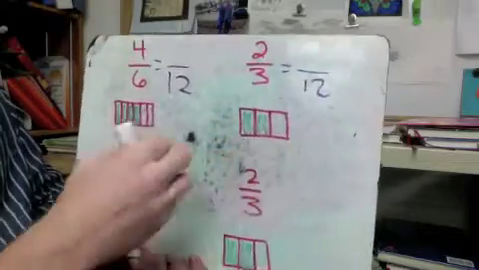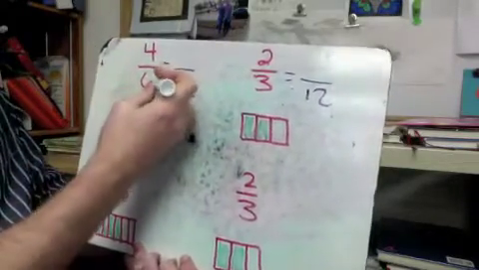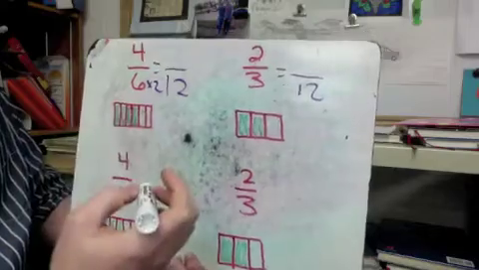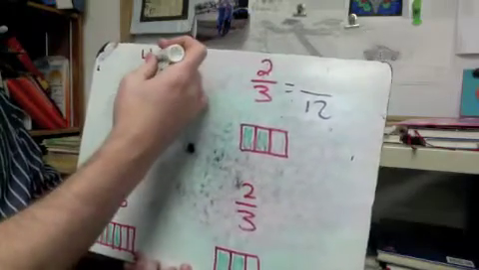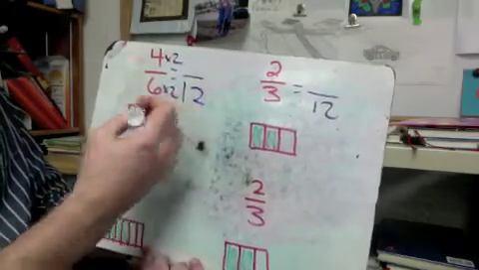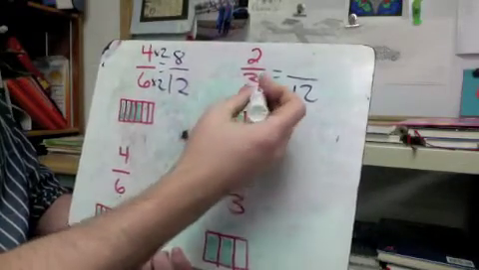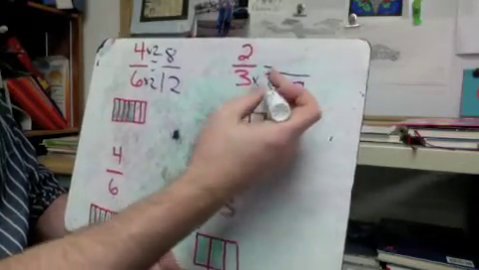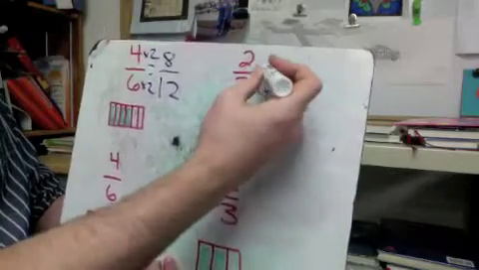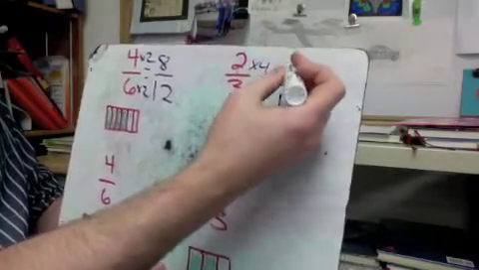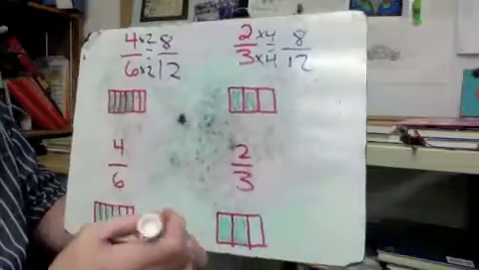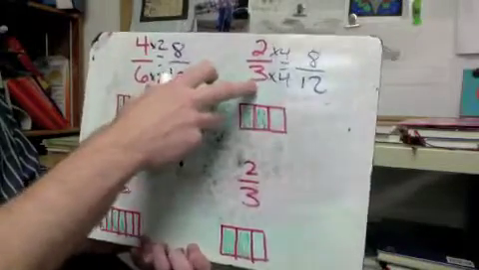So in order to get 12 over here, that's times by 2. So to keep it an equal fraction, I have to multiply the top by the same thing. 4 times 2 is 8, so I have 8/12. Now if I come over here, 3 times 4 is 12, so I have to multiply the top by the same thing, and I also get 8. So I've got 2 equal fractions here, even with what I have here.